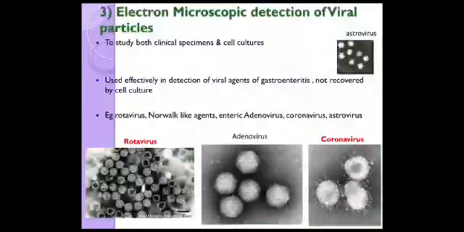The third method is when you're going to detect the viral particle as such. Sometimes when it is difficult for you to grow the viruses, this is one of the indications where you can detect the shape of the viral particle.